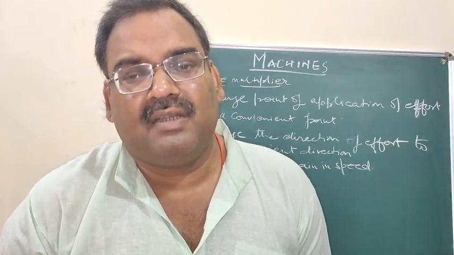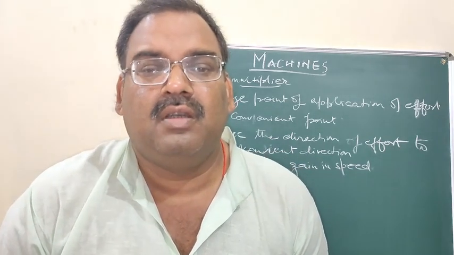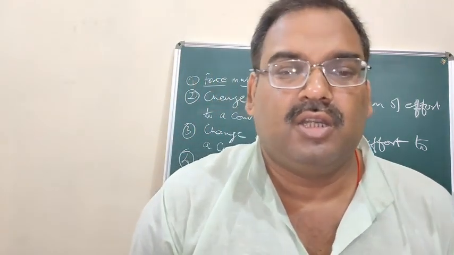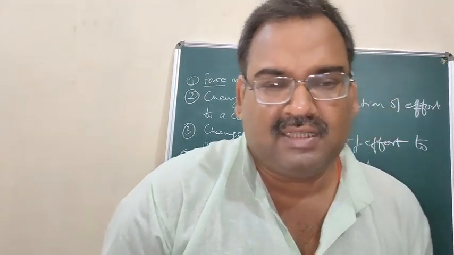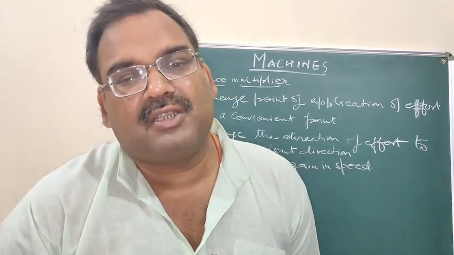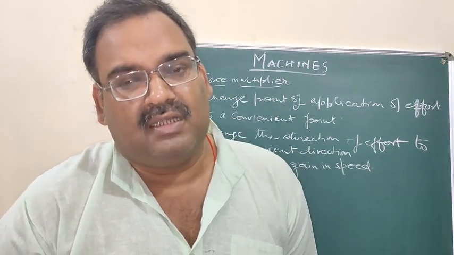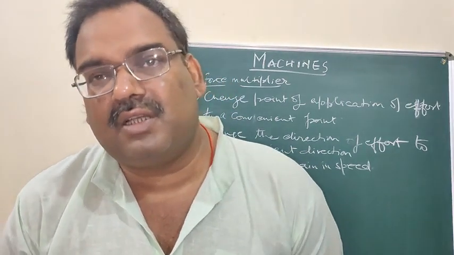Now what have we done? We have taken a simple pulley, a single fixed pulley, and we have put the rope over it. Now we can even use our weight in the downward direction to lift the load. So what have we done here? We have changed the direction of the effort. Earlier the effort was in the upward direction, now the effort is in the downward direction.